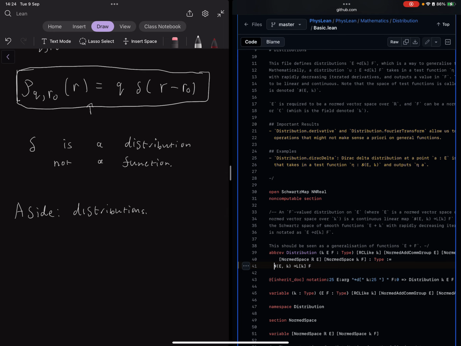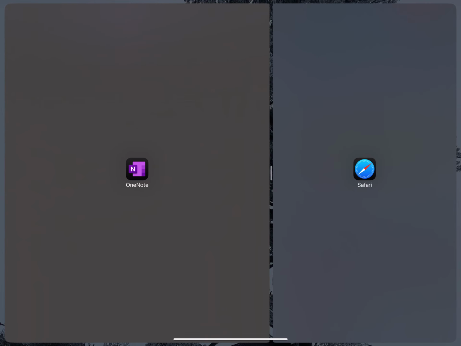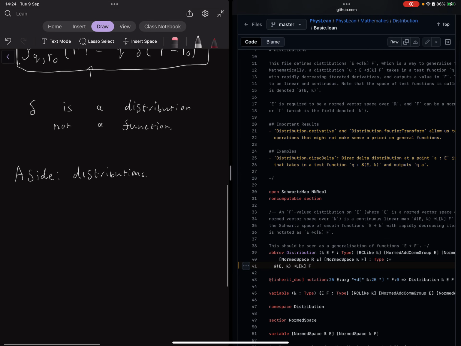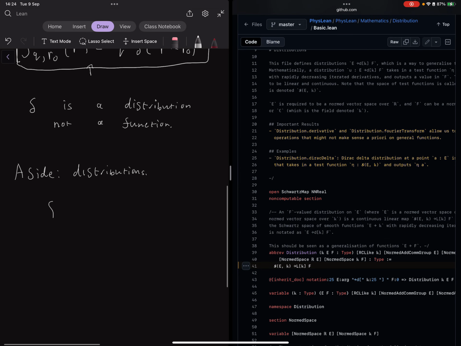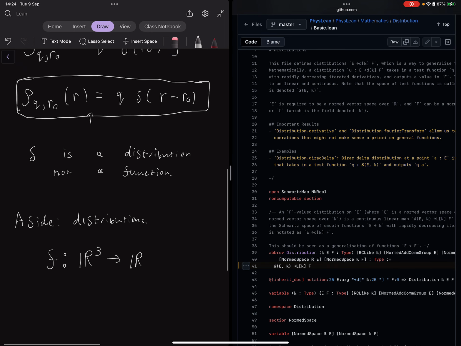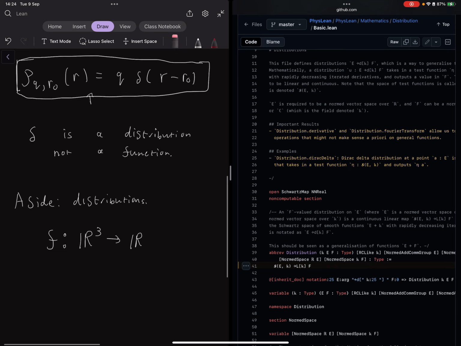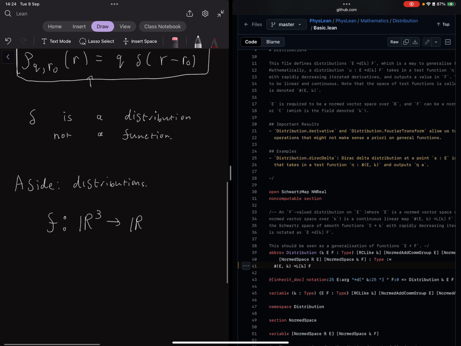I can perhaps slide this over a bit. So let's say we're trying to write a distribution that represents or is similar to a function from R cubed to R. And this is really kind of what this Dirac delta function is, but it's not a function, it is instead a distribution. So how would we do that?